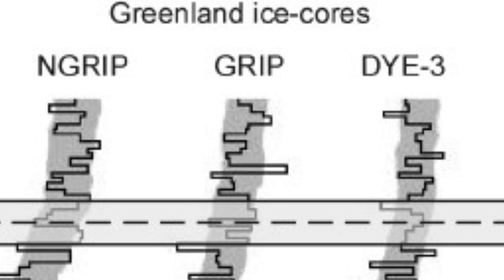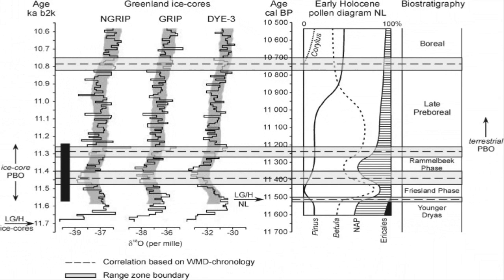Synchronization of ice cores. A single ice core will only provide a certain level of confidence when dating. By dating multiple ice cores independently and then cross-matching them, a much higher degree of confidence is achieved.